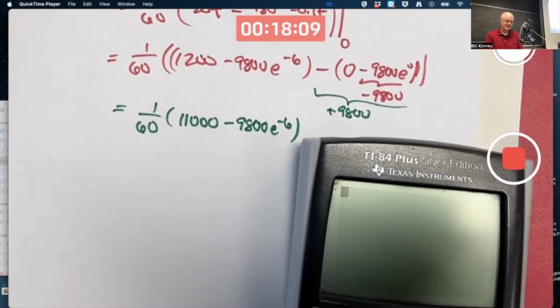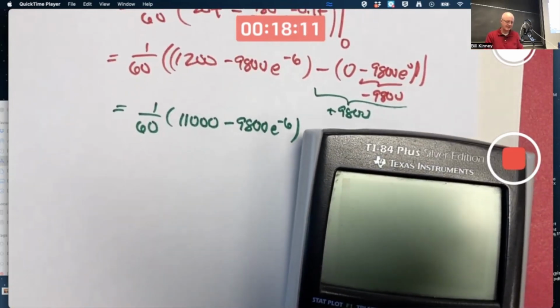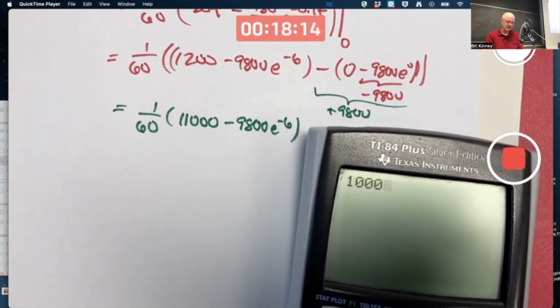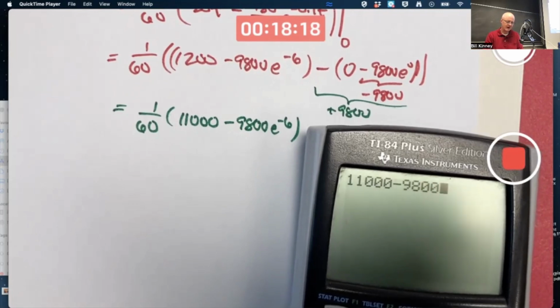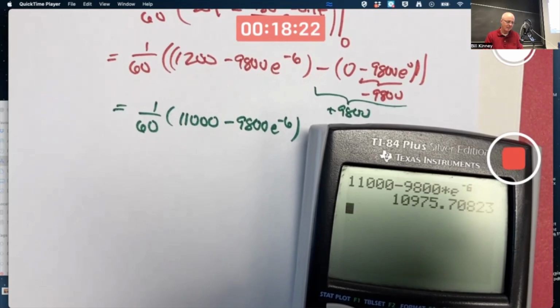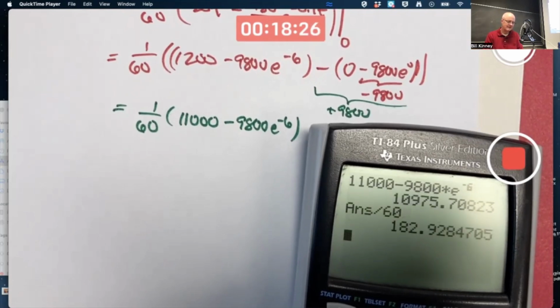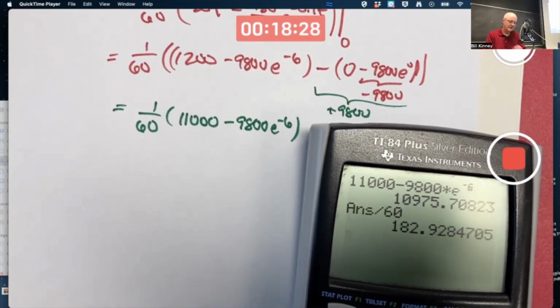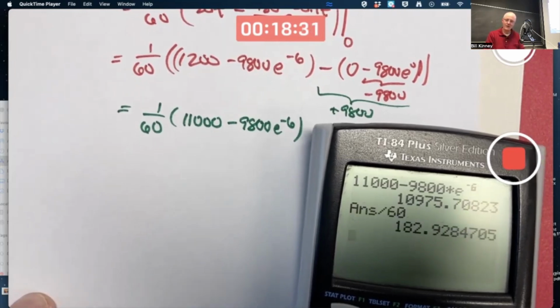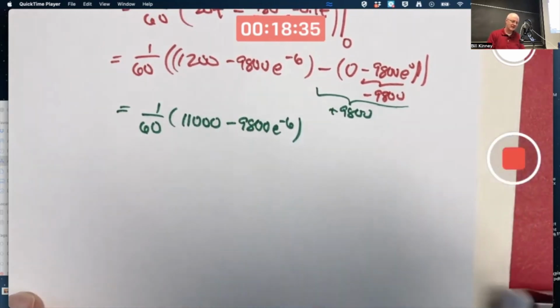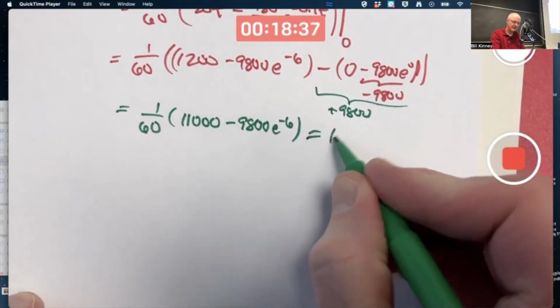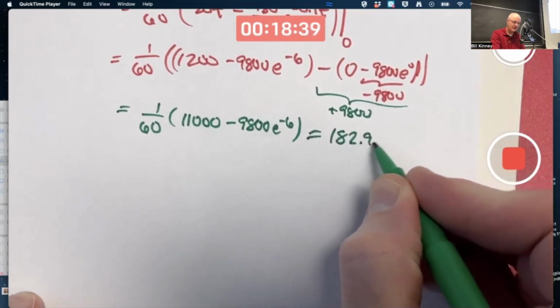All right, sometimes this happens with integrals. Things are complicated. Do the calculation here. 11,000 minus 9,800 times e to the negative 6 is that. That's got to get divided by 60. 182.93. Did you get that? Does that look right? 182.93 is the average value.